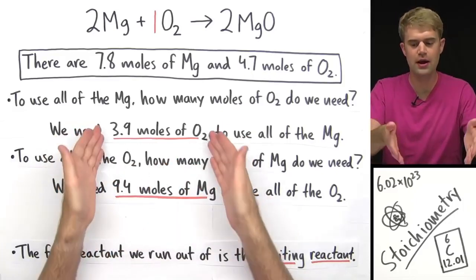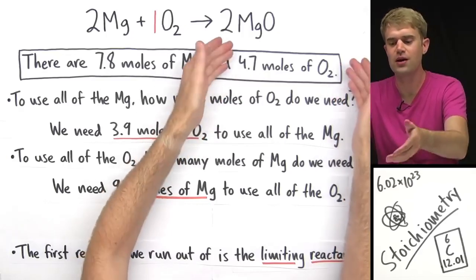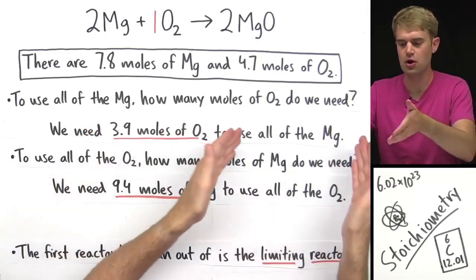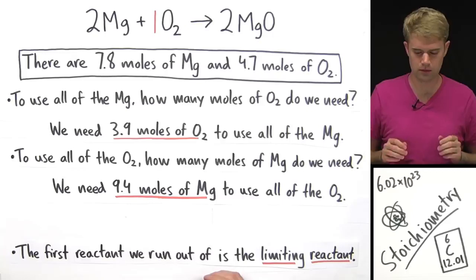Is the oxygen going to run out if we do that? Well, it's not, because we have 4.7 moles that we're starting with. We only need 3.9 to use all the magnesium. So it doesn't look like oxygen is going to run out in this situation.